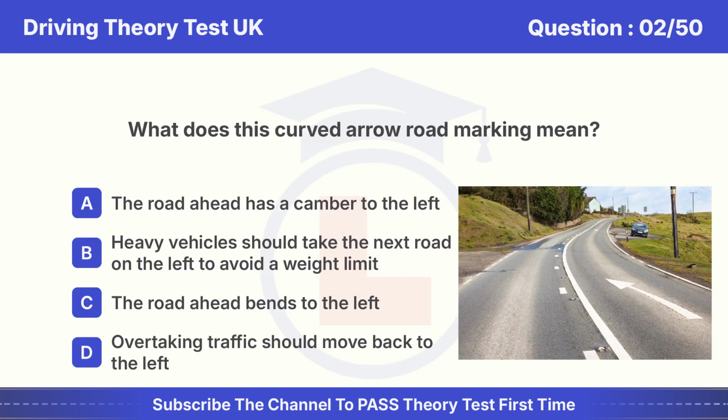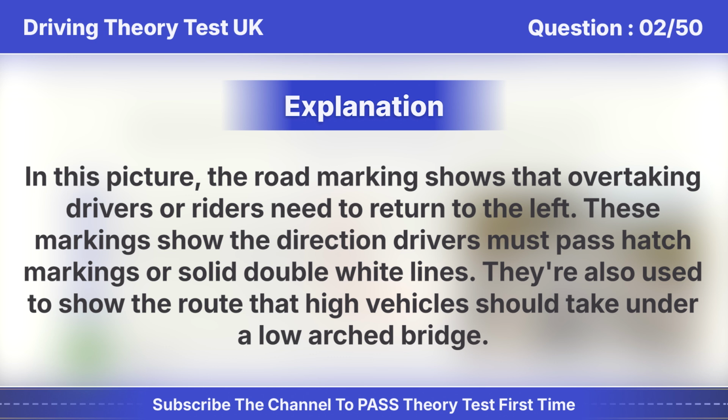Question 2. What does this curved arrow road marking mean? Answer is D. Overtaking traffic should move back to the left. In this picture, the road marking shows that overtaking drivers or riders need to return to the left. These markings show the direction drivers must pass hatch markings or solid double white lines. They're also used to show the route that high vehicles should take under a low arched bridge.